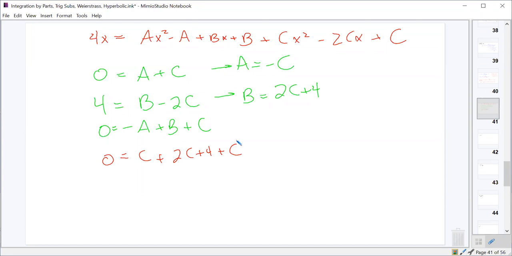So what does c end up being? Negative 1. C is negative 1. And if c is negative 1, what is a? 1. And what is b if c is negative 1? 2. Should be 2. So we've got our 3 values there. Easy enough or no?